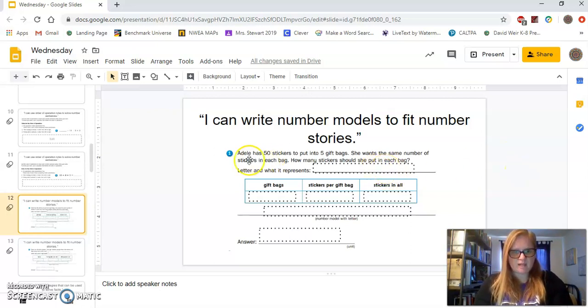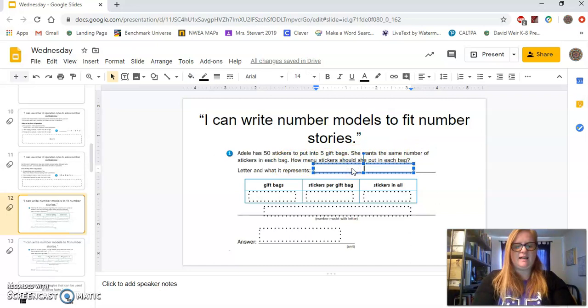So Adele has 50 stickers to put into 5 gift bags. She wants the same number of stickers in each bag. How many stickers could she put into each bag? Letter and what it represents. Okay, so let's do the letter first. So Adele has 50 stickers to put into 5 gift bags. She wants the same number of stickers in each bag. So I'm going to put my letter as S, and it equals, I'm not sure yet.